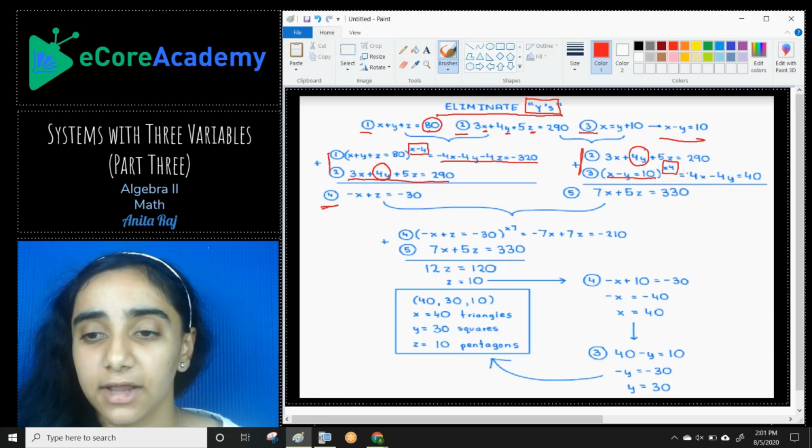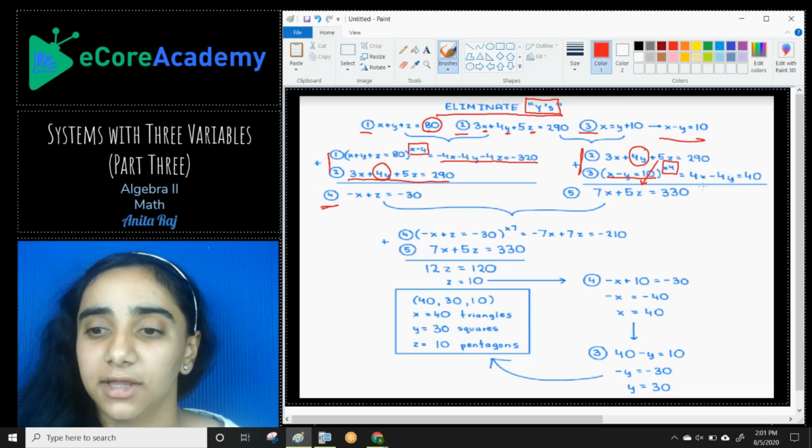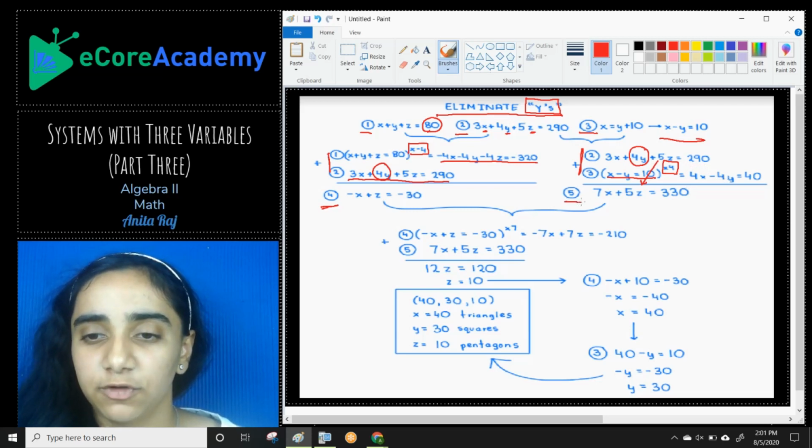3x plus 4x equals 7x. 4y minus 4y just cancels out. And lastly, you just have 5z, so you just bring it right down here. So that's that. And then finally, you have 290 plus 40, and that equals 330. So this will be your fifth equation.